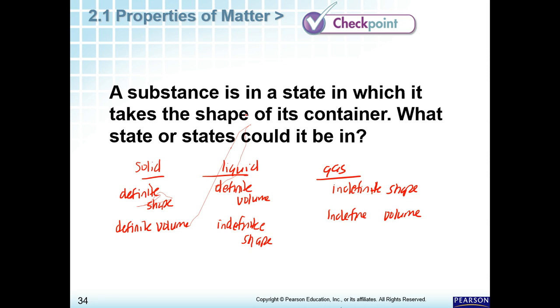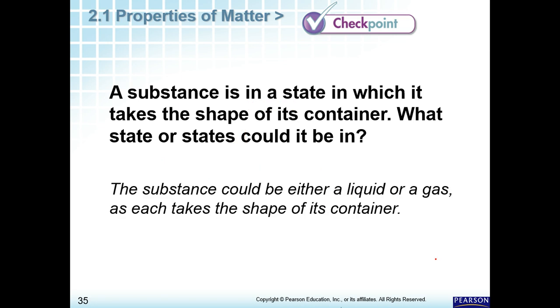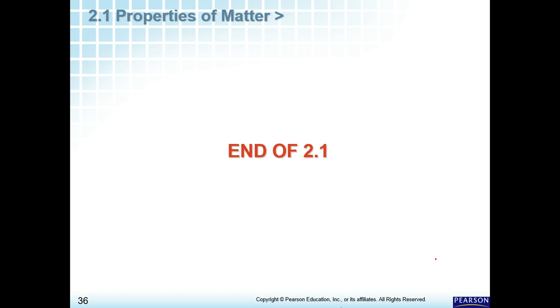Let's look at what it's asking. Which one takes the shape of its container? So takes the shape means that it's going to change. Means this is indefinite. So what is going to be indefinite volume? Well, this one does not count. Oh, indefinite shape. This one does count, so liquid and, with indefinite shape, gases count. So this can be either a liquid or gas.